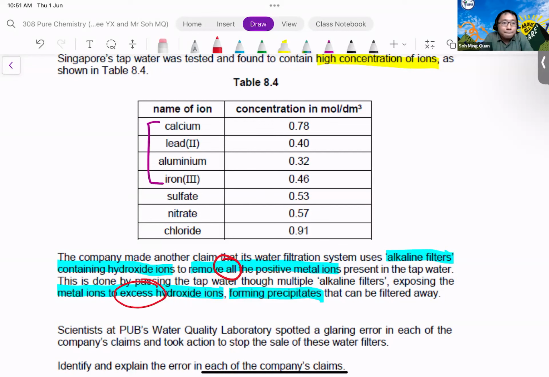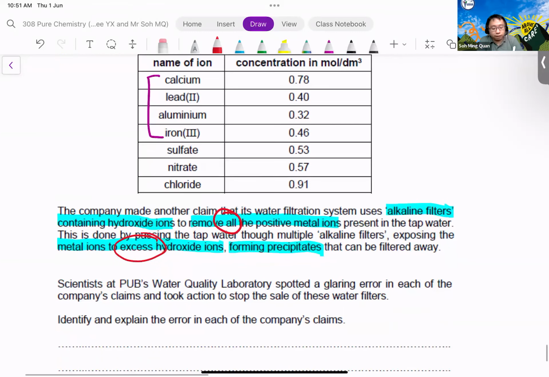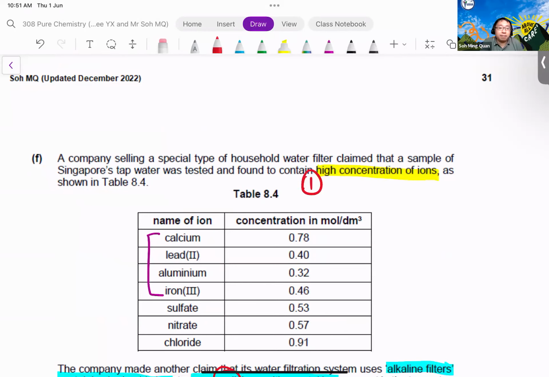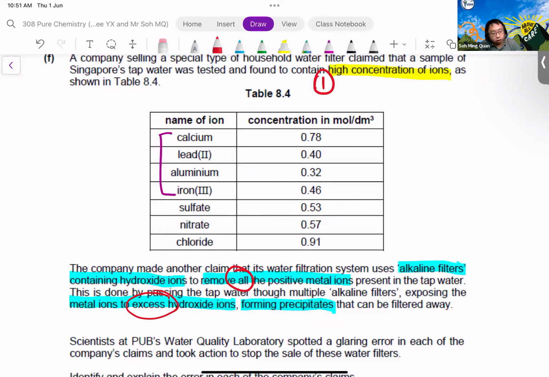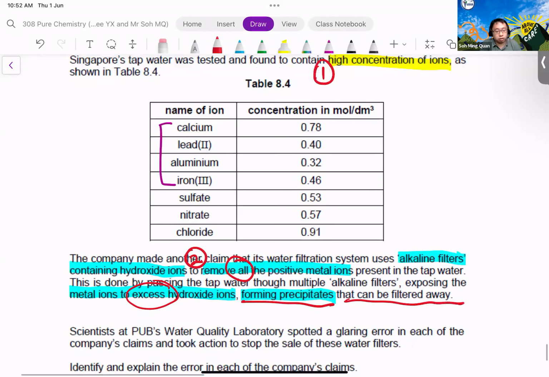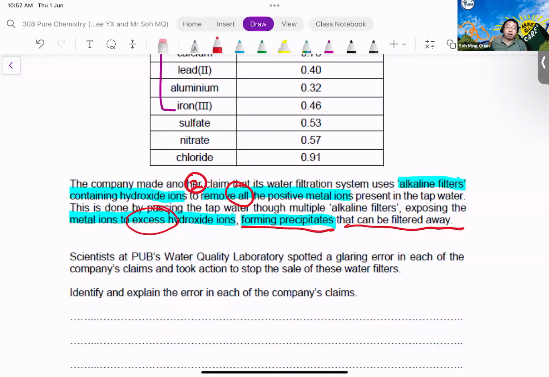Okay, so actually one of you had asked me this question earlier. I realized that I may not have answered it fully. Now, there are two claims made here. First, the claim that it has a high concentration of these ions. The second claim is that the alkaline filters can remove all the positive metal ions by forming precipitates that can be filtered away. So we're going to tackle each claim individually because there's an error in each of the company's claims.